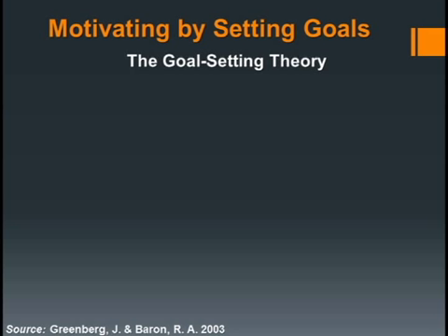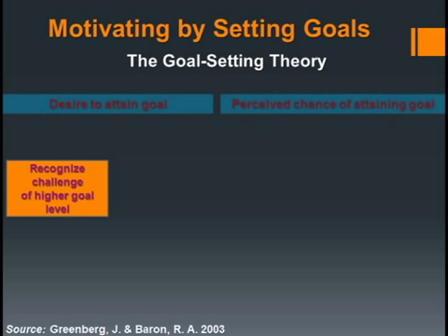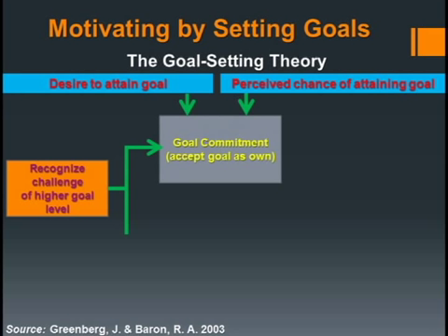The goal-setting process. When people are challenged to meet higher goals, several things happen. First, they assess the desire to attain the goal as well as their chances of attaining the goal. Together, these judgments affect their goal commitment.